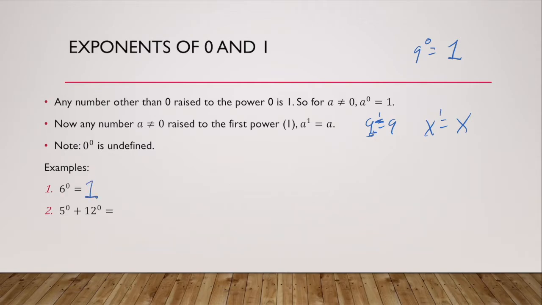So 6 to the 0 would be 1, 5 to the 0 would be 1, plus 12 to the 0 would be 1, which gives us 2. So that's how we work with exponents of 0 and 1. Exponents of 0 really don't come up that often, but exponents of 1 would be a good thing to keep in your mind.